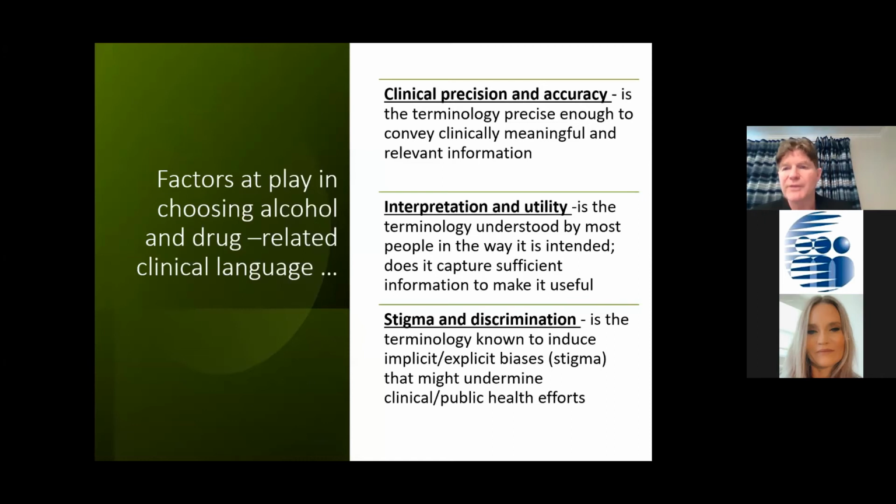And I think when we think about the clinical and public health realm, there's this notion not just of stigma, but of clinical precision and accuracy. It's important that we use language that is precise enough to convey clinically meaningful and relevant information very specifically when we're talking, in the clinical realm, about these disorders or any disorder. It also should have interpretation and utility. Is the terminology, for example, understood by most people in the way it is intended? Does it capture sufficient information to make it useful?